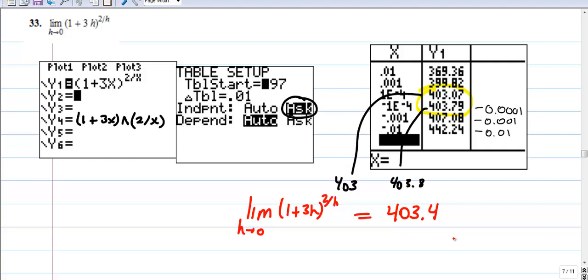This one had a little bit of an issue. It wasn't that close. Some of the other ones actually get really close, and then you get a little bit more exact. All right, so that's how you would do a problem like that.